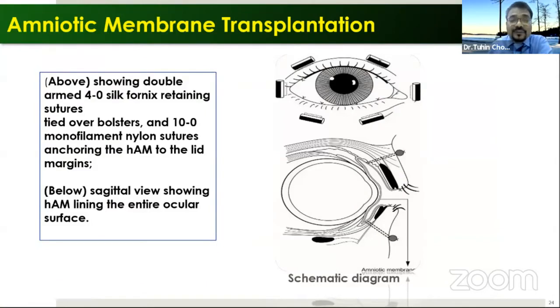So if you don't have any fibrin glue, then we can use double-armed 4-0 silk or 5-0 Prolene sutures, and then you can use bolsters and fornix formation sutures. That way you can use this amniotic membrane, and we can put the circumferential suture around the limbus, and again you have a better result even without fibrin glue.